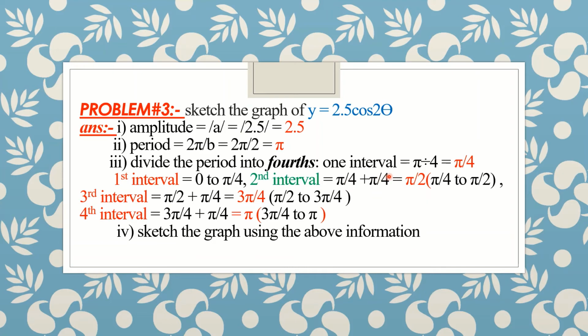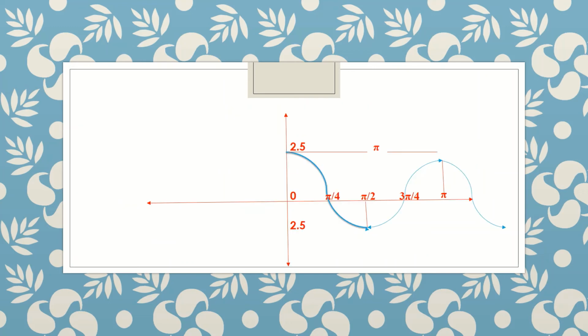The first interval is from 0 to pi over 4, and the second interval will be pi over 4 plus pi over 4, which is pi over 2, so the interval will be from pi over 4 to pi over 2. The third interval will be pi over 2 plus pi over 4, which is 3 pi over 4, so the interval will be pi over 2 to 3 pi over 4. The fourth interval equals 3 pi over 4 plus pi over 4, which is pi, so the interval will be 3 pi over 4 to pi. Then, in the fourth step, you can sketch the graph using the above information.